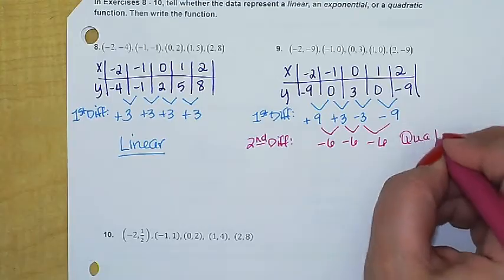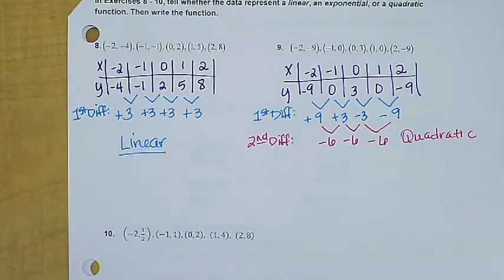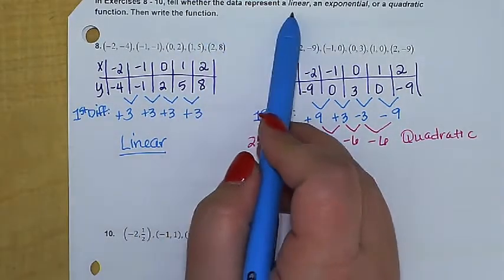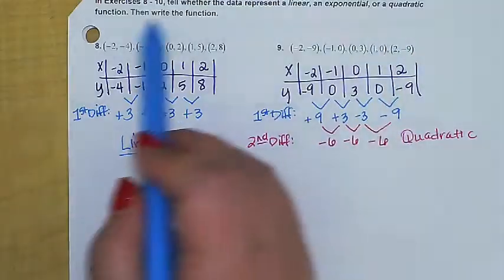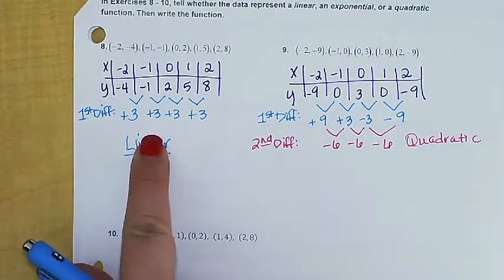Now, I just realized something. They also want us to write the functions. So let's back up a second. I went a little too fast. It says decide if it's linear, exponential, quadratic, but then write the function. Yeah, we should have done that, right? So let's come back to this guy.